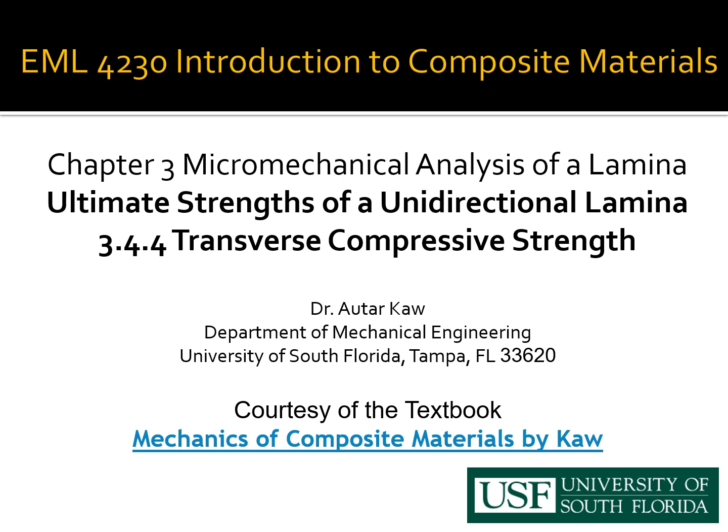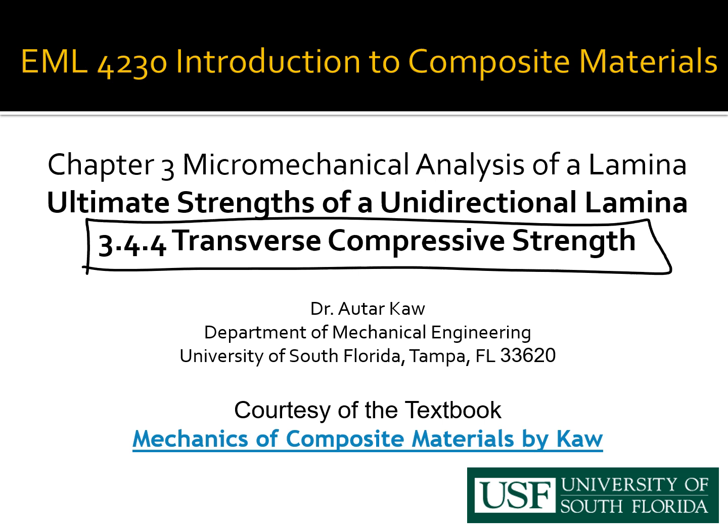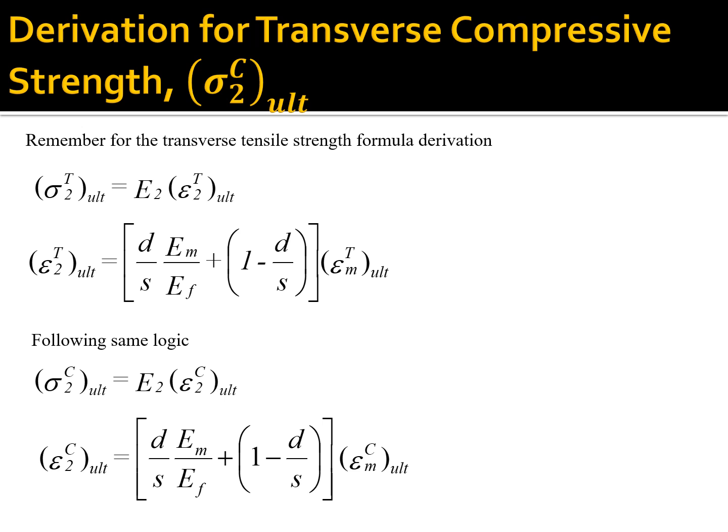In this segment, we will find the transverse compressive strength of a unidirectional lamina. First, we will model how we can find the compressive strength. Next, we will do an example, and after that, we will see how we find this particular value experimentally as well. So far as modeling the problem is concerned, it's exactly the same as we model the transverse tensile strength of the unidirectional lamina.